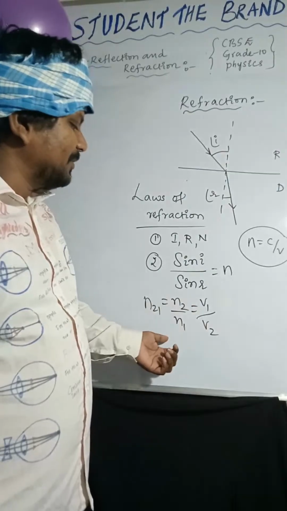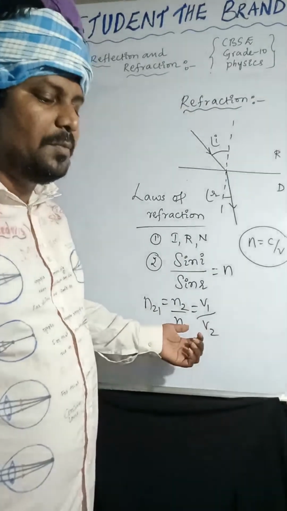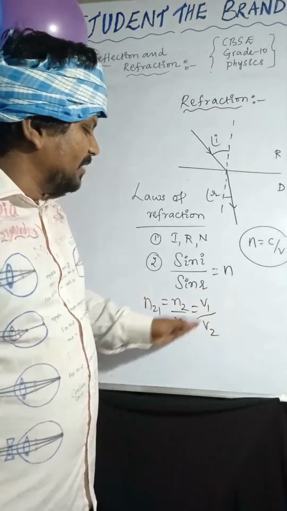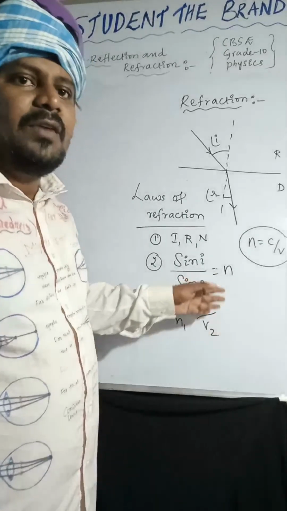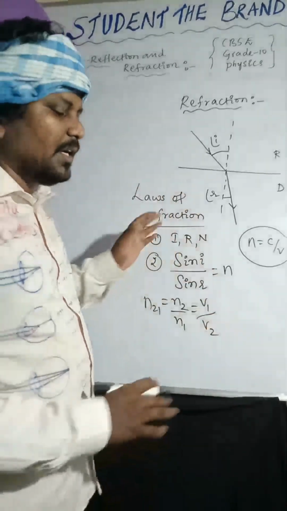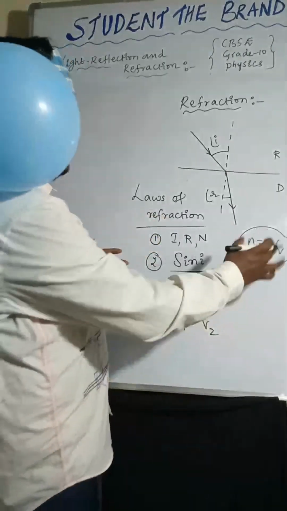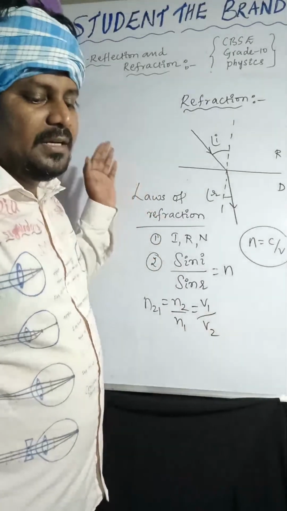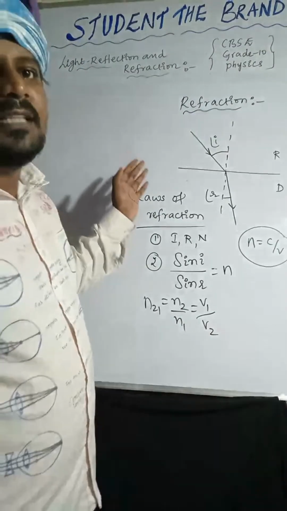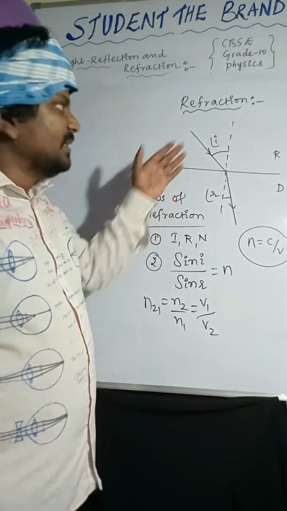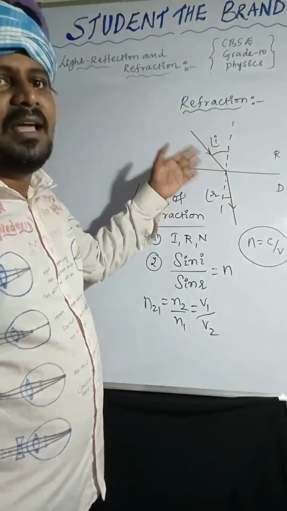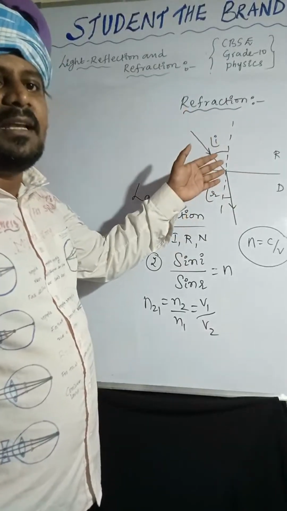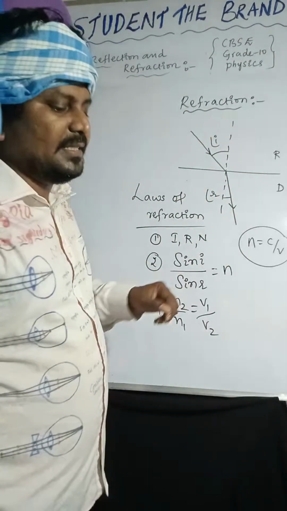Medium 2 with respect to medium 1, that is, N2 by N1 is equal to V1 by V2. So this is about relative refractive index, absolute refractive index and law of refraction. Once again, law of refraction is nothing but incident ray, refracted ray, and normal line lie in the same plane.